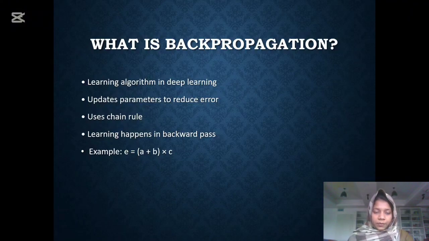To understand the concept more clearly, we will make use of the equation E equals (A plus B) multiplied by C. So why this equation? Although this equation looks simple, it behaves like a small neural network and clearly demonstrates how gradients are calculated.